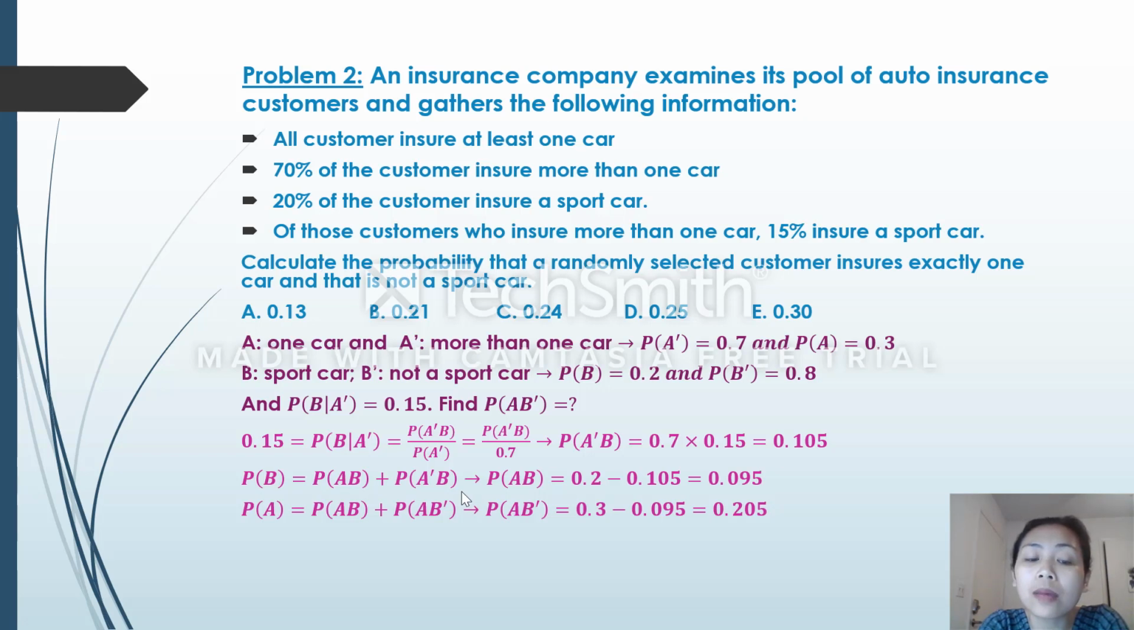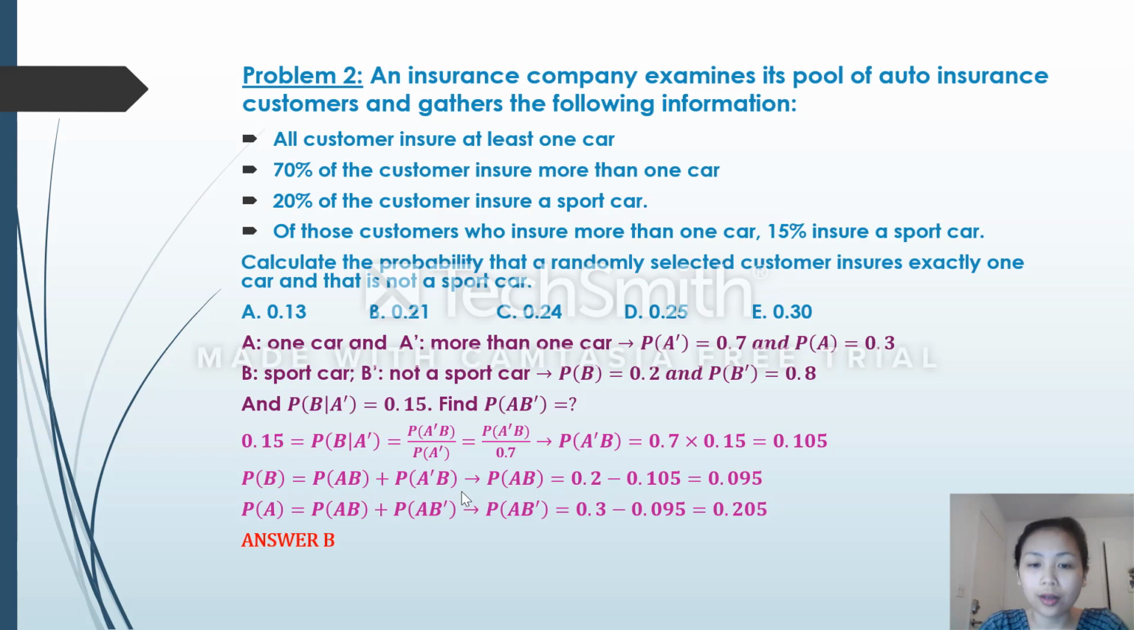Here probability of A is given. Probability of AB we have found from the previous slide. So we have probability of A and B prime is 0.3 minus 0.095, which is 0.205. So that is probability of A, B prime, and the answer is B. If we round up to 2 decimal places, 0.205 is 0.21. So answer B. You see that?